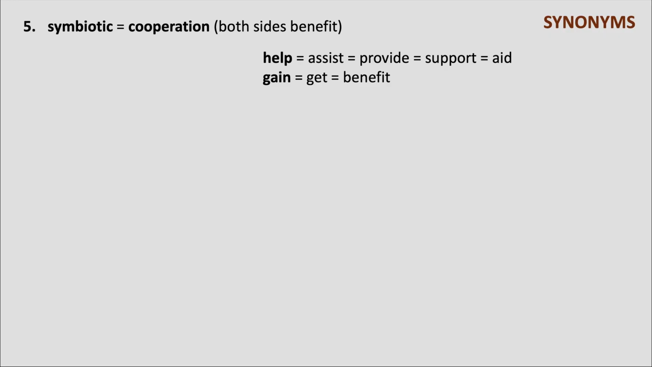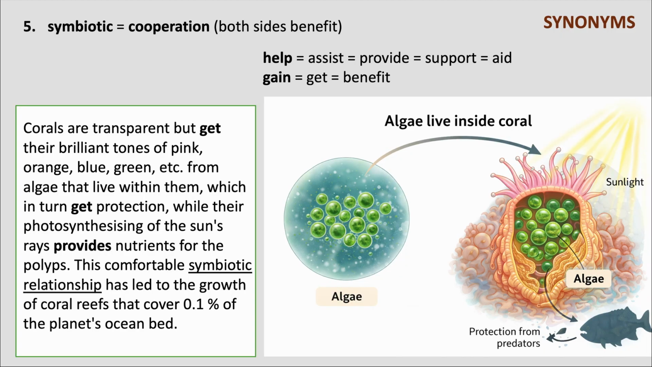An important word that we see in this passage is symbiotic. A synonym is cooperation, which means both sides benefit. In the passage, we see a symbiotic relationship between algae and corals. This paragraph from the passage explains the idea.